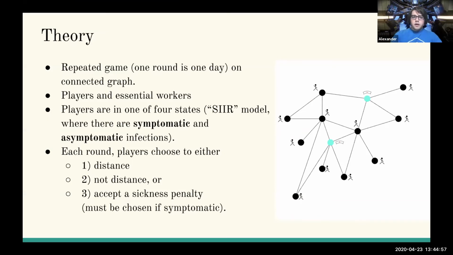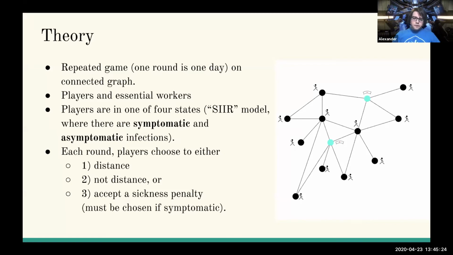So what we're going to be looking at here is a repeated game that is being played on a network in which we have nodes in the network that are going to be acting as players and other nodes in the network that are going to be non-players that we are modeling as basically your essential workers that don't really have an option to choose a strategy relative to social distancing or not in this game.